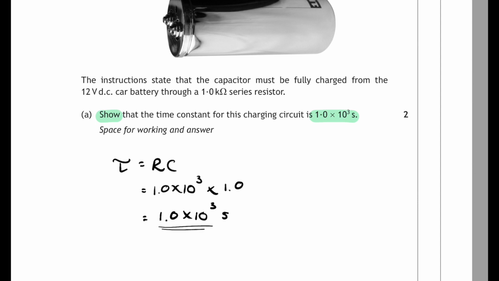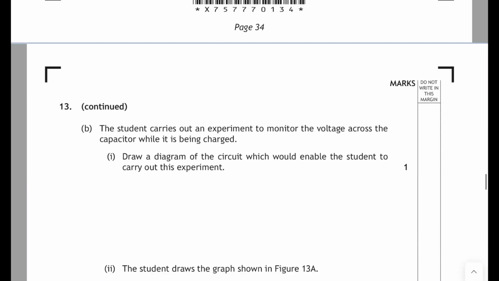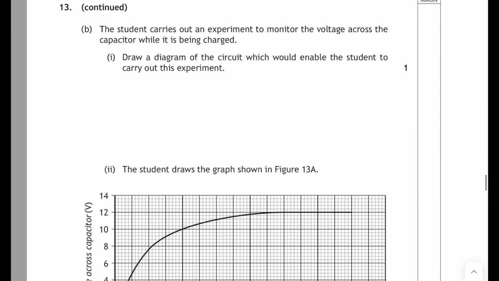And you should remember that the time constant is the time taken for it to charge up to 63% of its full value. Okay, moving on. Part B. The student carries out an experiment to monitor the voltage across the capacitor while it's being charged. And we've to draw a circuit that would enable the student to carry out this experiment.